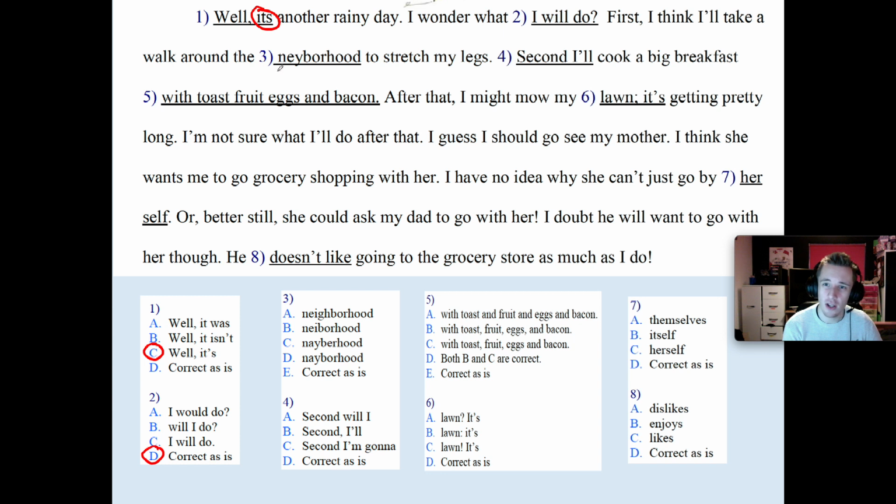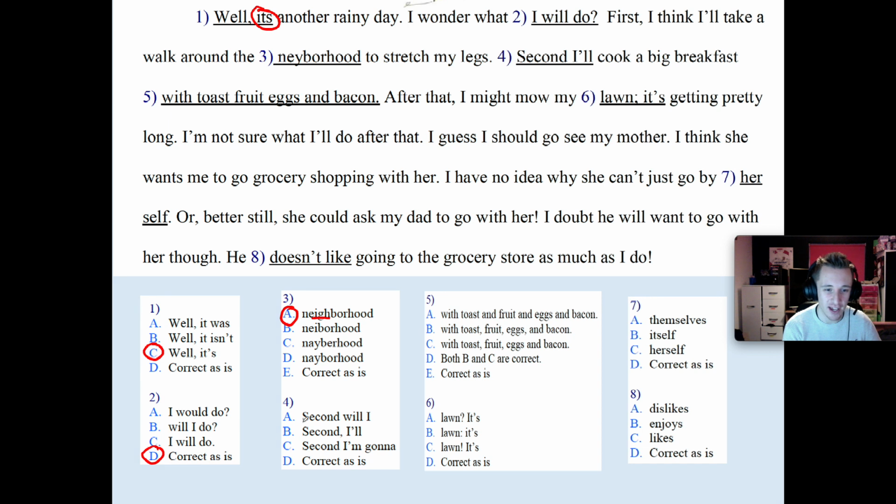Number 3. First, so if we look up here, let me just find the pen. First, I think I'll take a walk around the neighbourhood. Well, the incorrect word here is neighbourhood. We now need to have a look and see how it should be spelt. So, it's definitely not correct as it is. It's definitely not got N-A-Y, even though it sounds like it. It's a bit of a weird word. So it's neither of these two. Neighbourhood, you're nearly there, but it has a silent G-H. So the correct one is A.